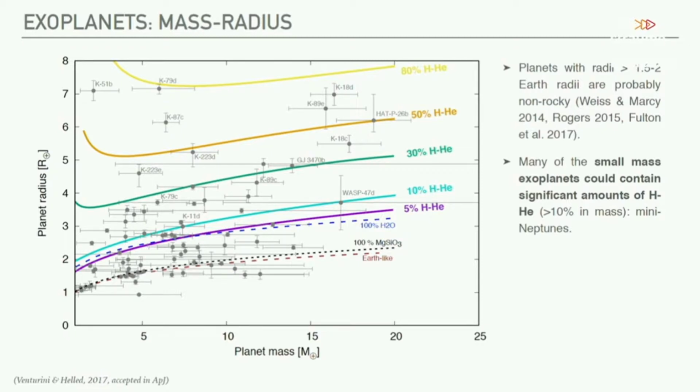So we want to understand how to explain these objects that are very low in mass and could have more than 10% of hydrogen and helium. This is what I refer to as mini Neptunes.